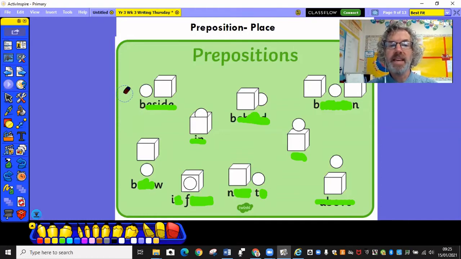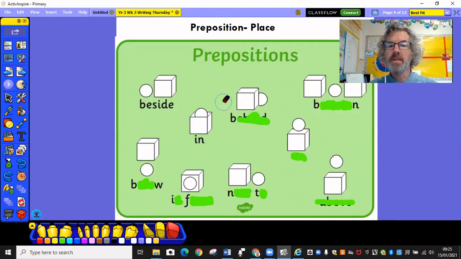So this first one here, have a look at the ball compared to the box. Here's the word, begins with the letter B. The ball is beside. Well done. Now look at this second one here. Compare the ball to the box. The ball is in. Well done.